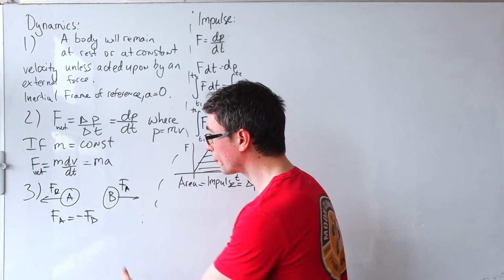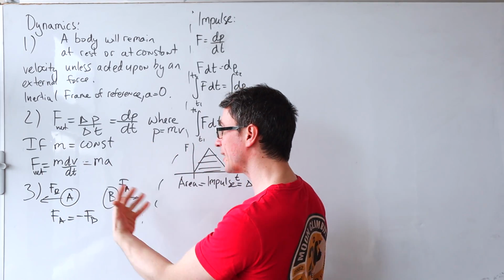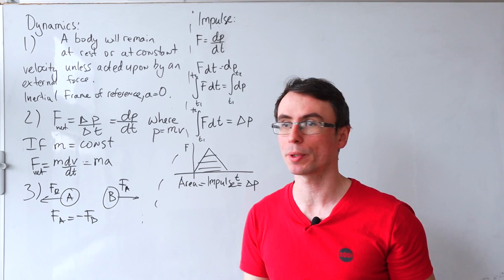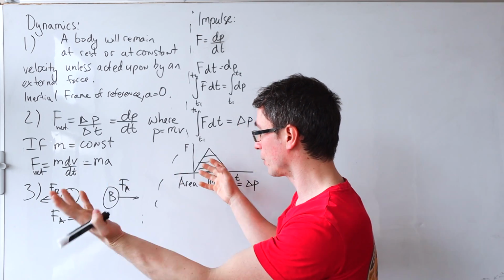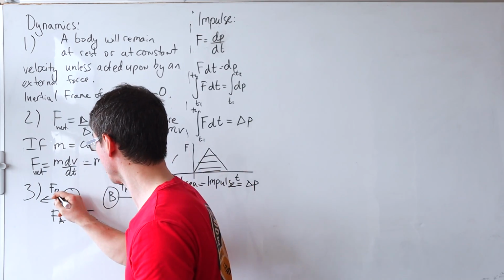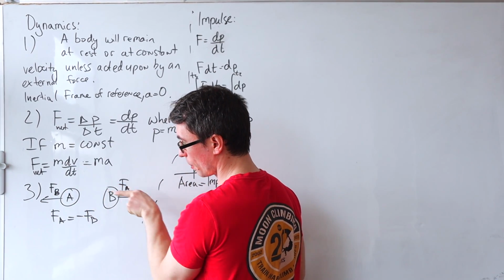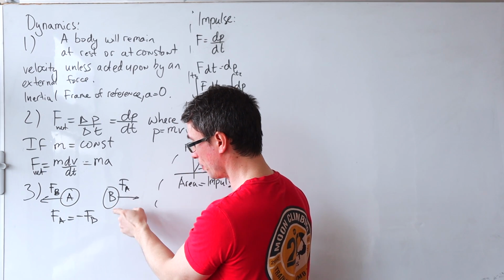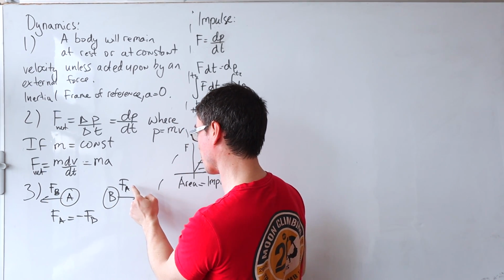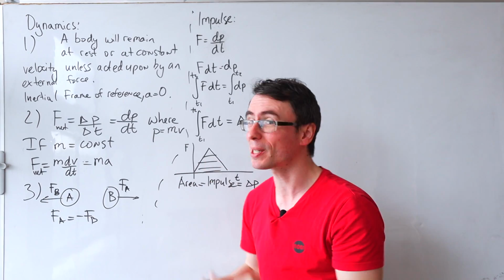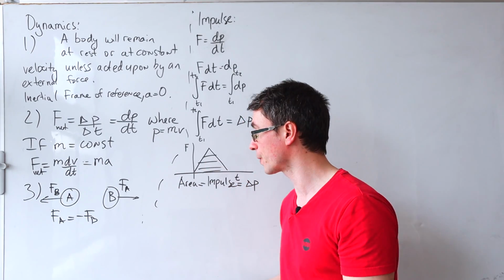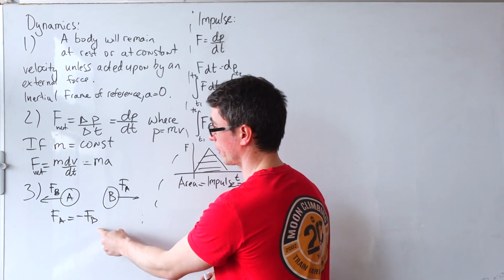Newton's third law: if two objects interact, they exert equal and opposite forces on one another. So, for instance, these could be about to collide, and after they collide, object A will experience a force due to object B this way, and object B will experience a force due to object A going this way. It could also be something like electrostatic repulsion, for instance, and Fa will be equal to minus Fb.